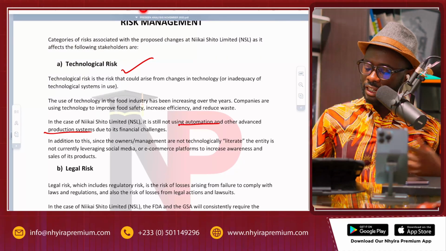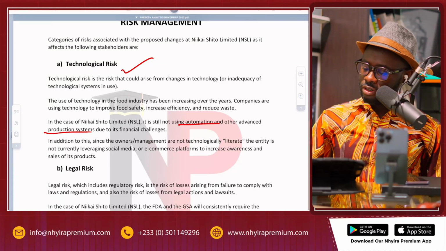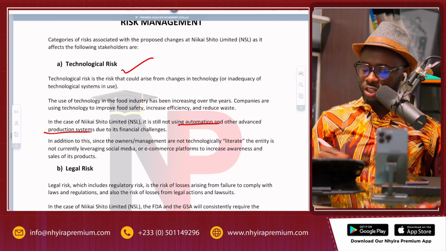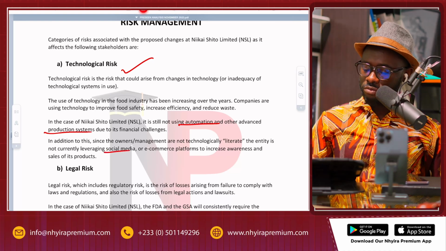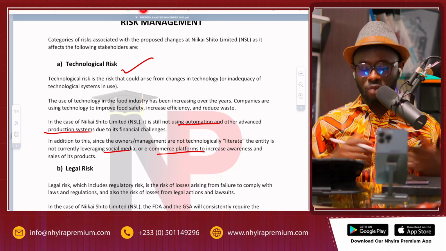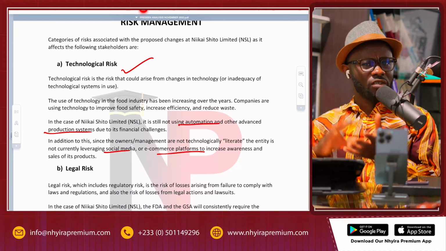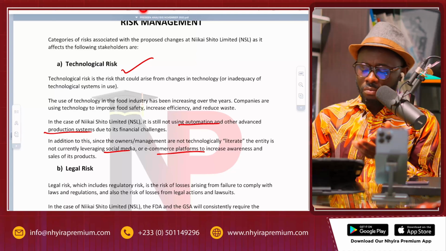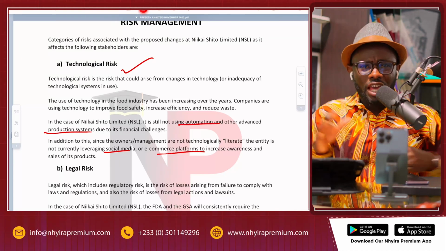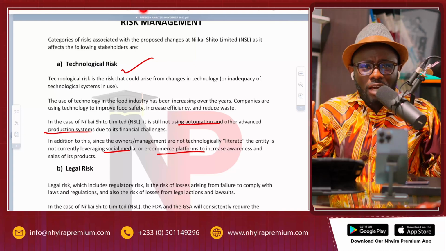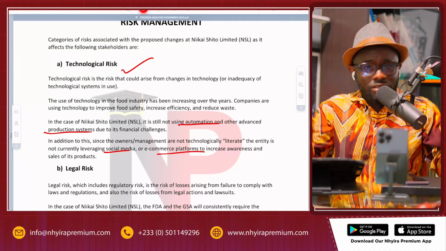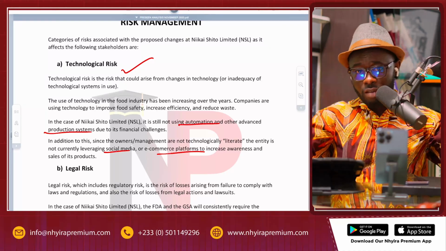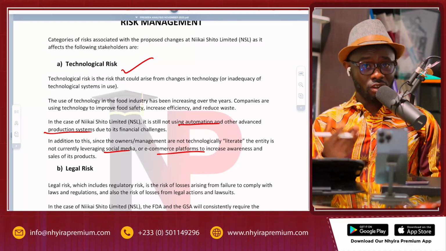Then we said that the owners are not technologically literate, and that is why the company is not leveraging social media, e-com platforms, and all that to increase their awareness and sales. But they gave some nonsense excuses that we said we're not going to buy, like, if we advertise, people will come and buy more. No, you just create some awareness, advertise. So that is the first type of risk that they are exposed to, technological risk.